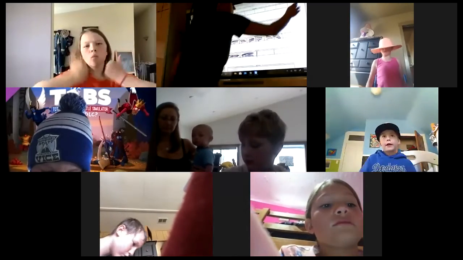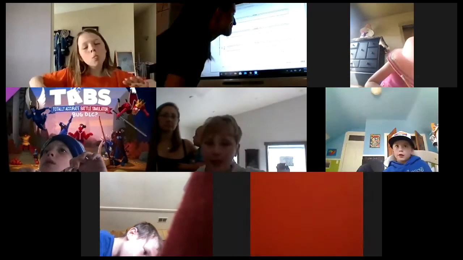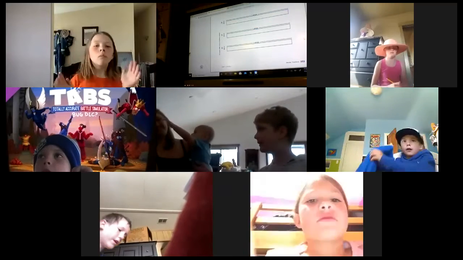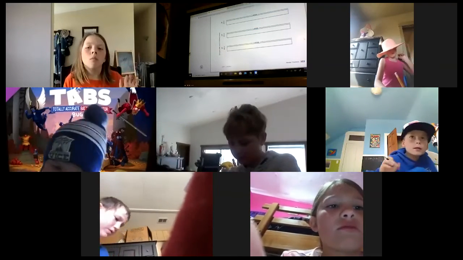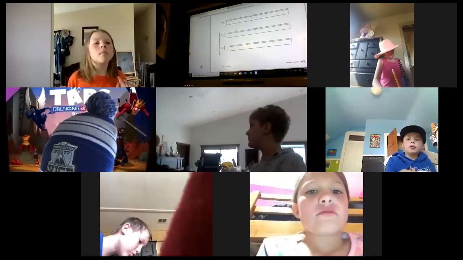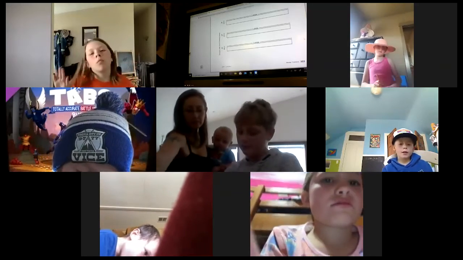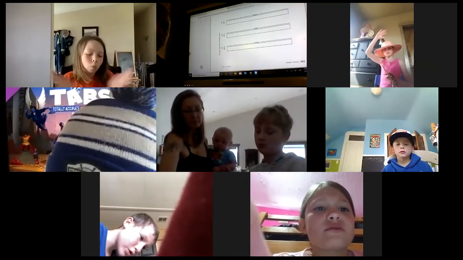Okay, I'm just going to clear this and scroll. Okay, good. So looking at number 5, we're going to use this fraction bar to show 5/6. So what number am I going to look at to determine how many equal parts we need?